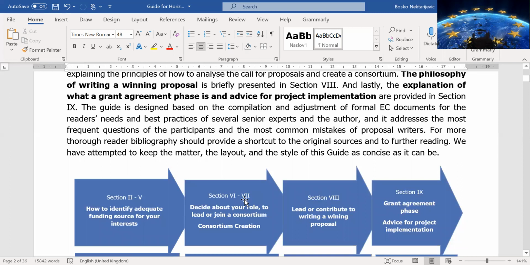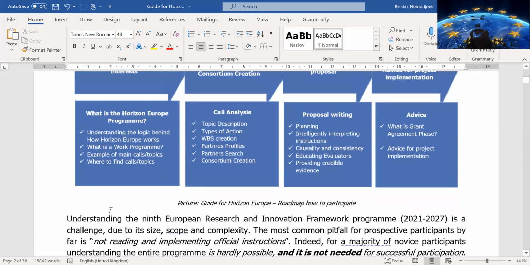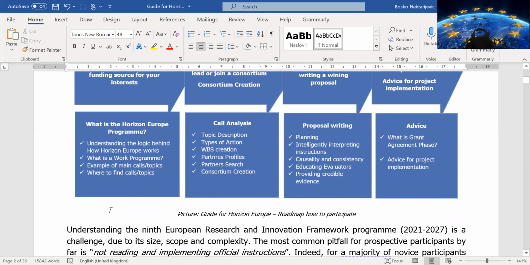So the first question is, of course, now how to identify funding source for your interests. And those are sections 2 to 5. I shall briefly search through them and explain what they are, understanding the logic behind how Horizon Europe works. Now, what is a work program? Examples of the main call and topics and where to find them.